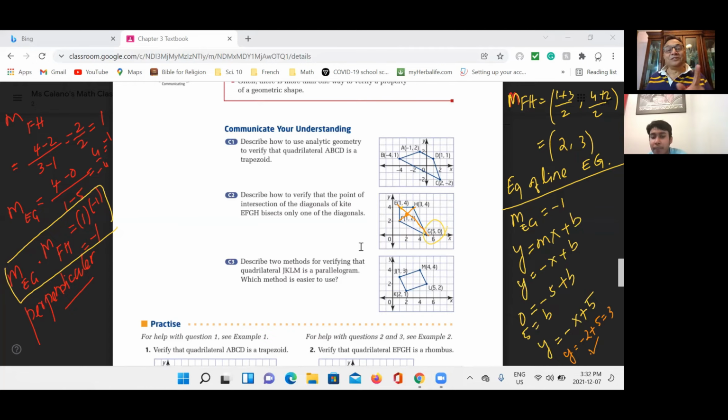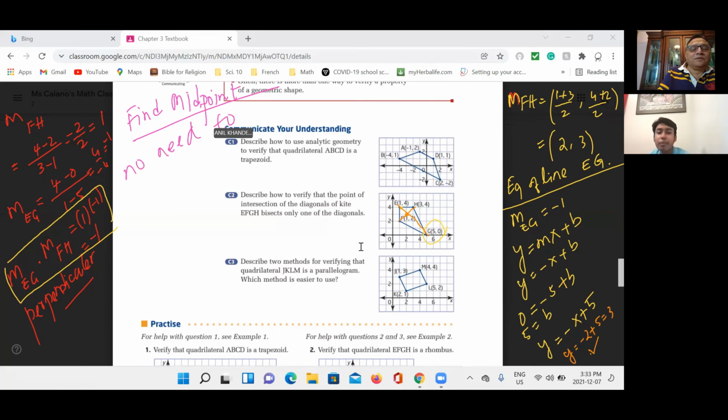Yes, sir. So that is how we are going to do it. What you have also learned here is that if you find the midpoint, then there is no need to find the distance. You understand? Yes, sir. If you find the midpoint, then you don't have to find the distance of a line.